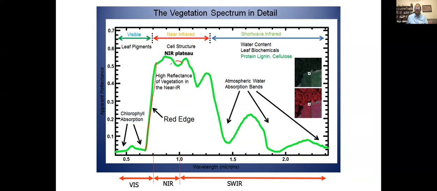And then again, you see some absorption bands here, which are typically related to water. And there are much larger absorption bands here, which are related to the water component as well. Okay, so there are three parts of the curve: visible, near infrared range, and the short wave infrared region. All three parts are related to different processes or different components of the vegetation. The first component is related to leaf pigments. The second one is related to cell structure.